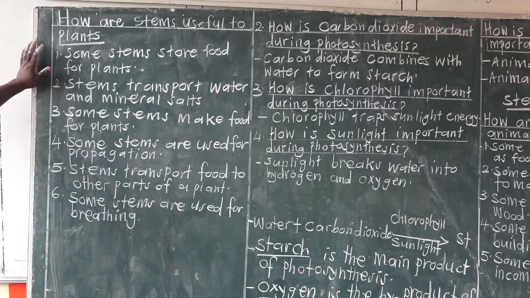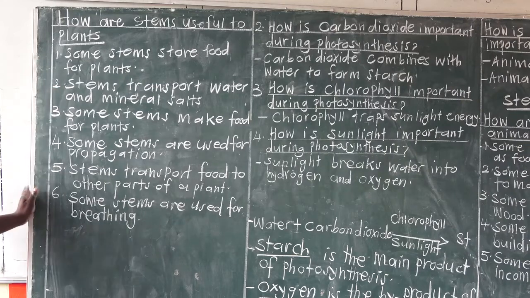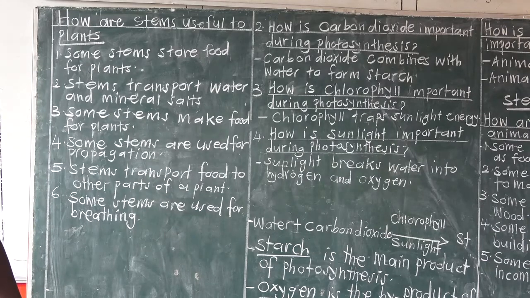We said one, stems store food, like sugarcane. Some stems transport water and mineral salts. Some stems make food for the plants. Some stems are used for propagation or for planting. Then stems transport food to other parts of a plant. Then lastly, some stems are used for breathing. That is how stems are important to a plant.